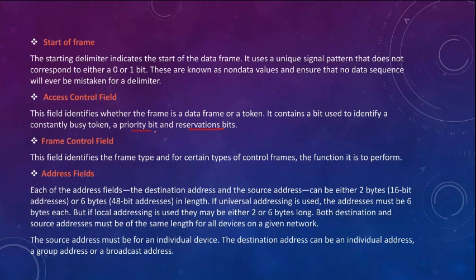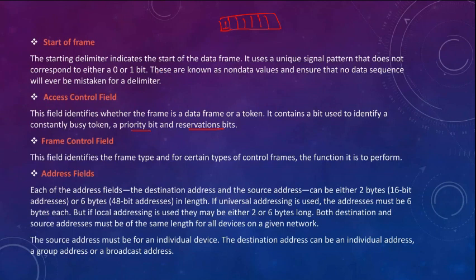Reservation means there is a frame, and in the frame, if suppose 10 stations are there, then each station has one priority reservation bit. If a station wants a reservation, it will turn that bit to 1. That is the reservation bit. So this access control field identifies which station has the data, which station wants to send the data, or which station has the right to send the data.